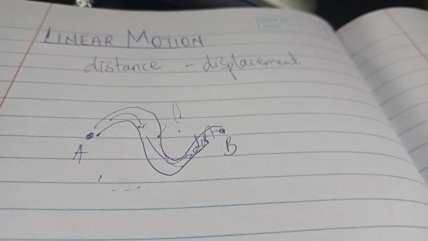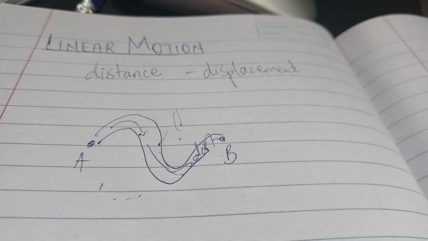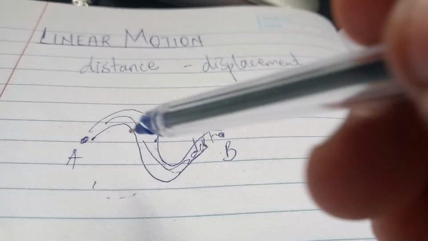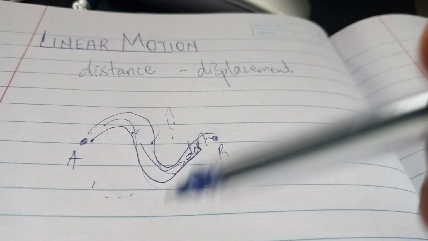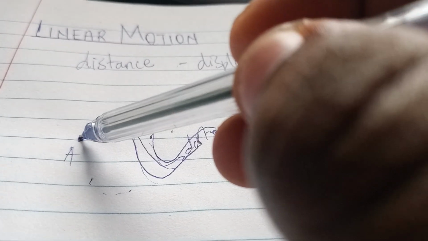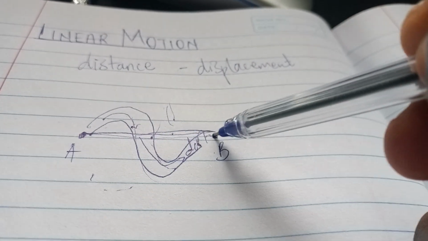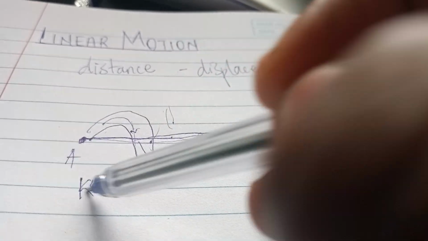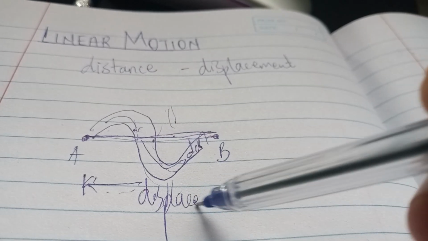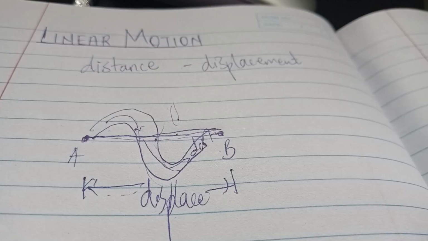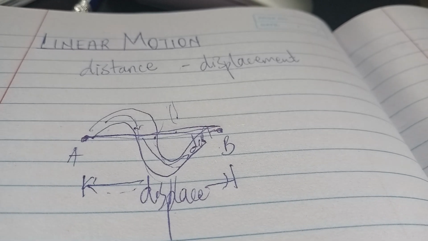But the displacement is the shortest route, the linear route between 2 points. So instead of taking all these paths, the displacement is just the straight distance of separation, ignoring the path. So this is the displacement. That is how distance differs from displacement.